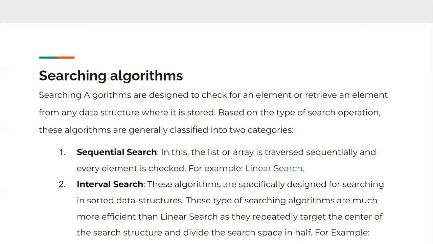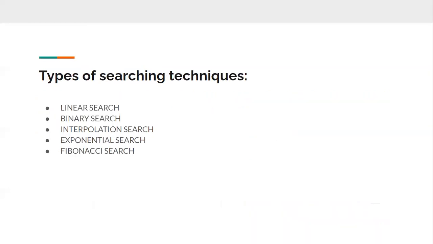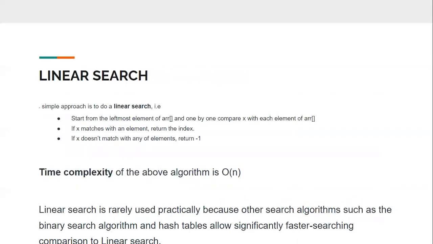For example, binary search. Types of searching techniques. Even though there are many types of searching techniques in design and analysis of algorithms, some of them are linear search, binary search, interpolation search, exponential search, and Fibonacci search. First, let's see about linear search.